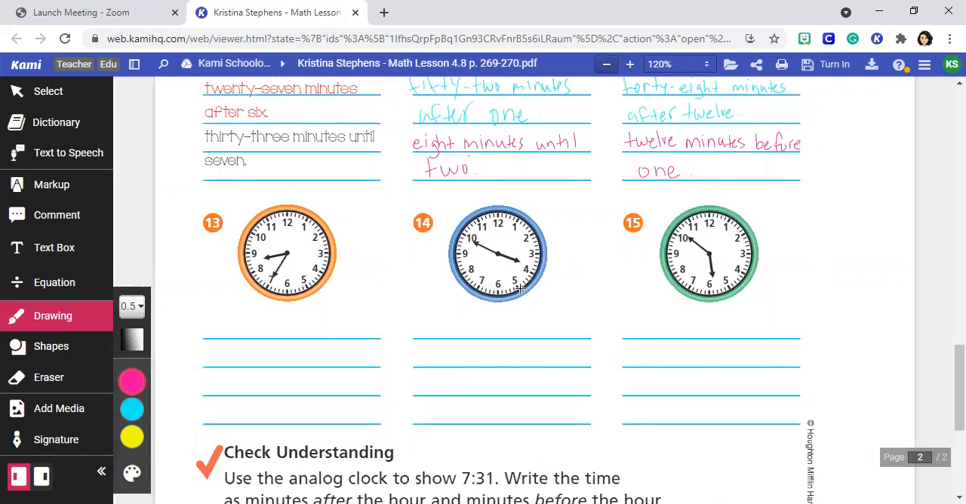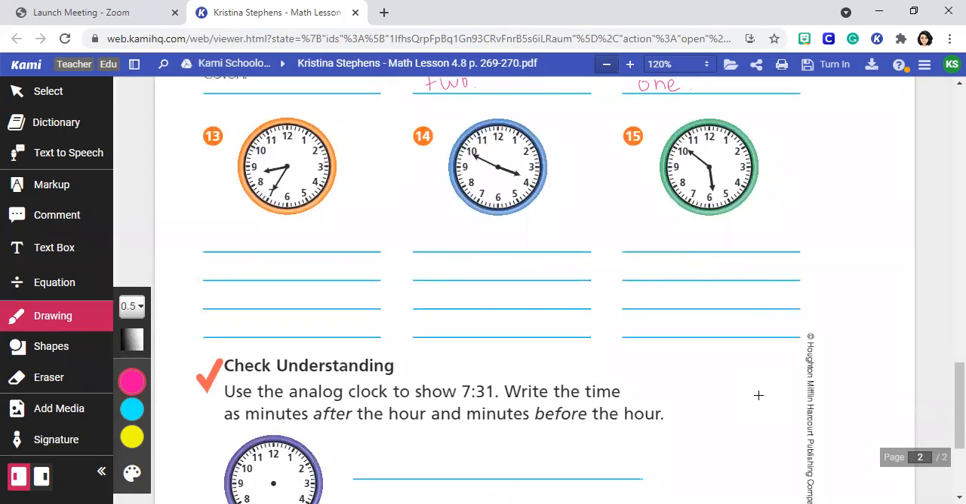Try 13, 14, and 15. Pause the video and try those now on your own. Once you have done your best work, come back and compare what you have with what I have.